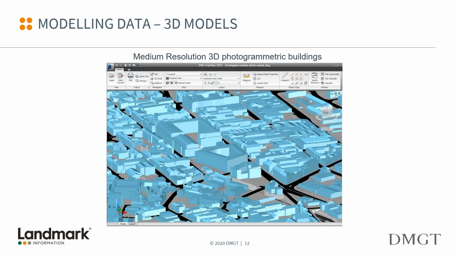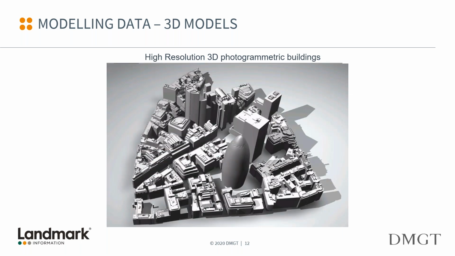Which brings me nicely onto the 3D models that you can get from Promap. So we work with a company, we partner with a company called Z Mapping, who provide 3D models of the country. They do it in medium resolution, which looks a little bit like this, and high resolution that looks a little bit like this. In terms of tolerance, this is much more accurate than the previous Ordnance Survey one we showed you. It works with a tolerance of plus or minus 30 centimetres.